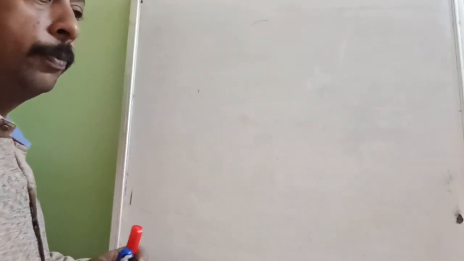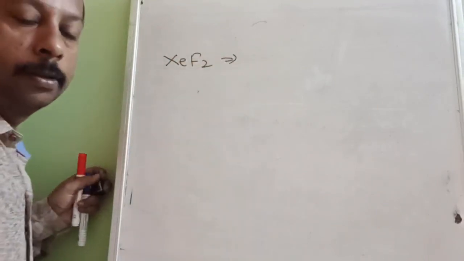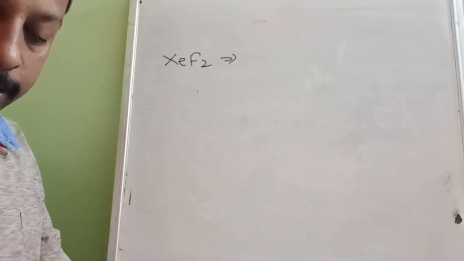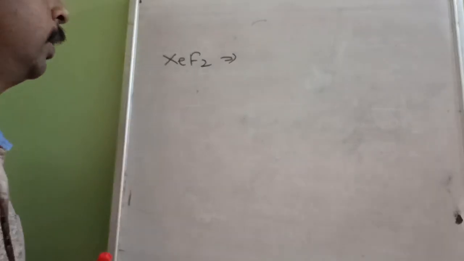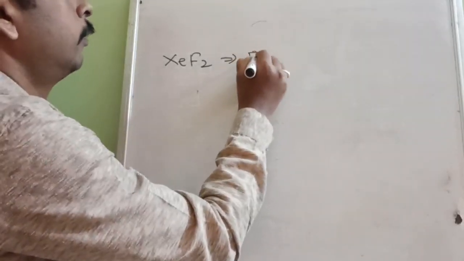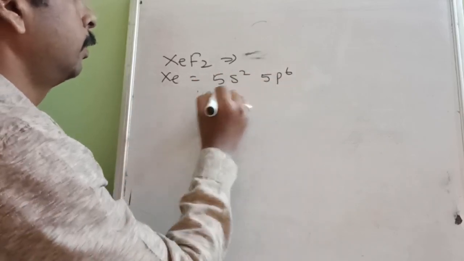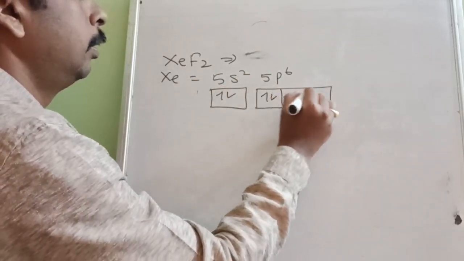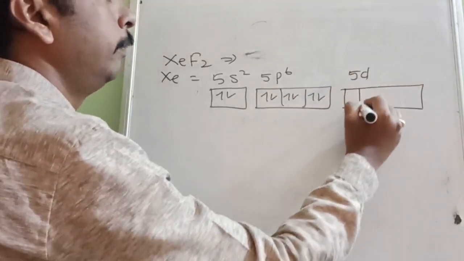So let us start with the first example, XeF2. What is the first example? XeF2. I will be a little bit faster, so you should be able to cope with that. Here, what is the electronic configuration of xenon? It is 5s2 5p6. First I will write Xe, 5s2 5p6. So we got 5d also.